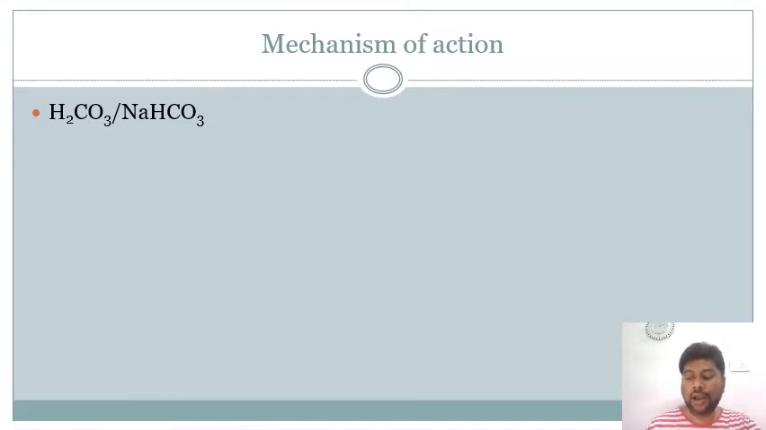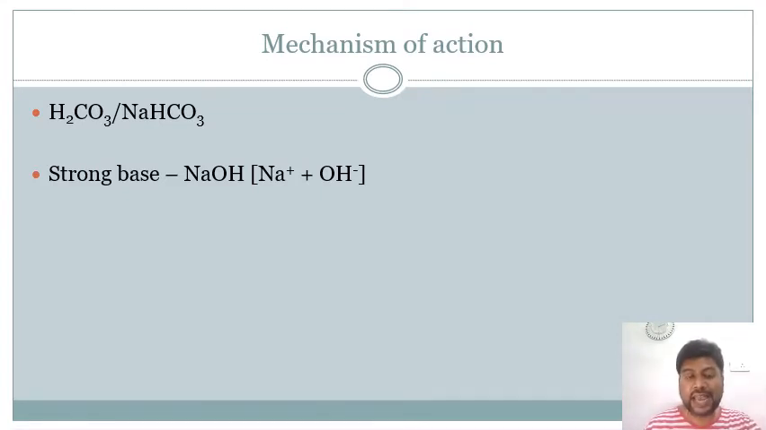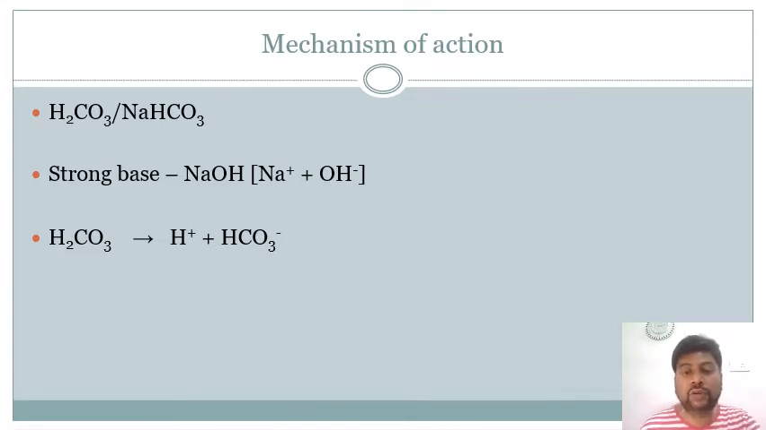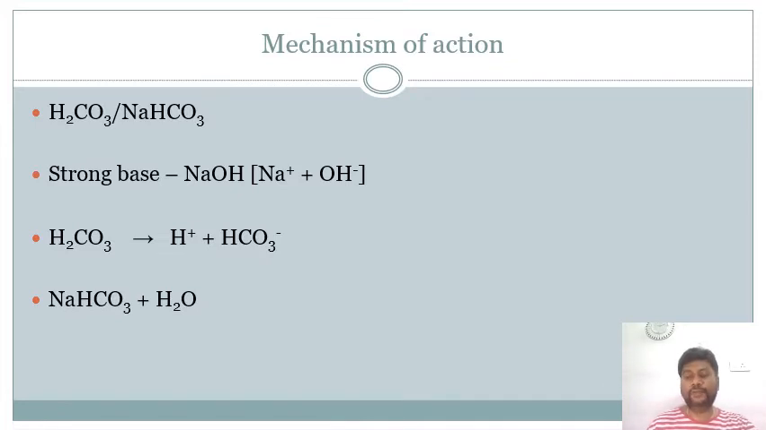Suppose a strong alkali like sodium hydroxide is added to our system. When a base is added, the acid part of our buffer will come to the rescue. The carbonic acid will dissociate to form H plus and HCO3 minus. The H plus will bind to the OH minus to form water, whereas the bicarbonate HCO3 minus will bind with sodium to form sodium bicarbonate. So the sodium hydroxide, the strong alkali added, has been converted into a weak base and water, so that the pH will not change much.